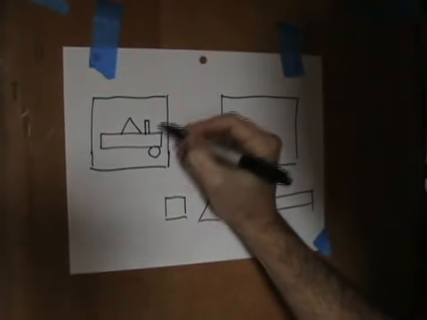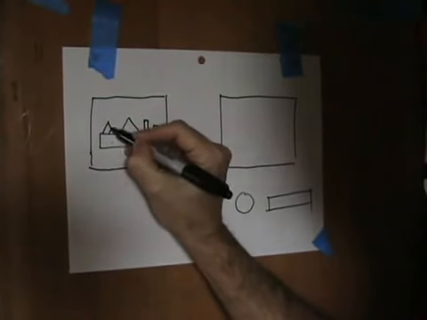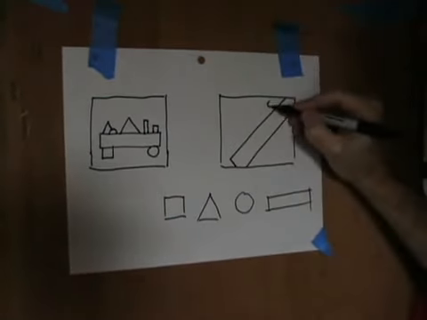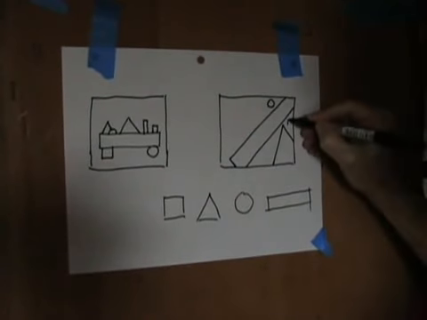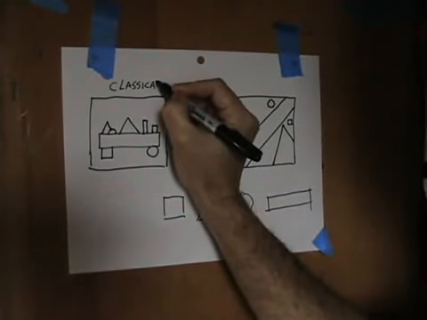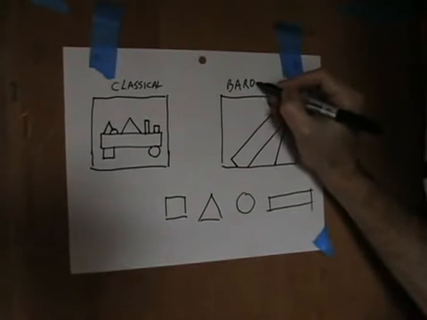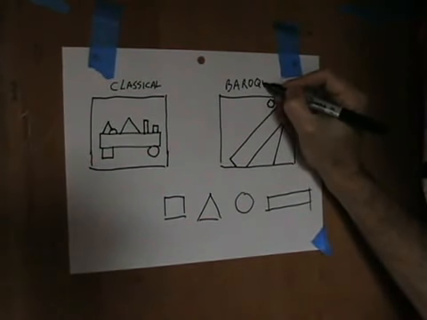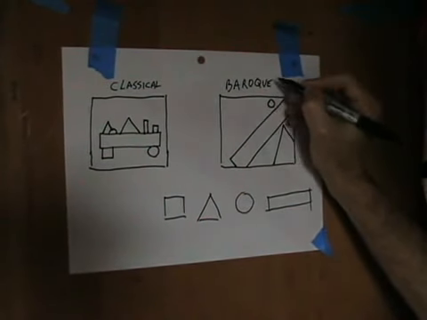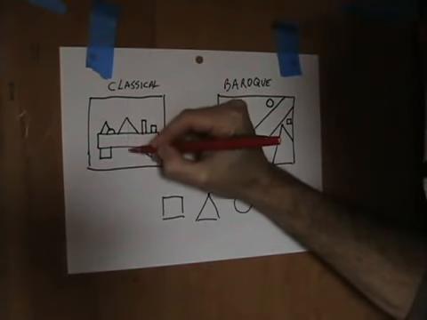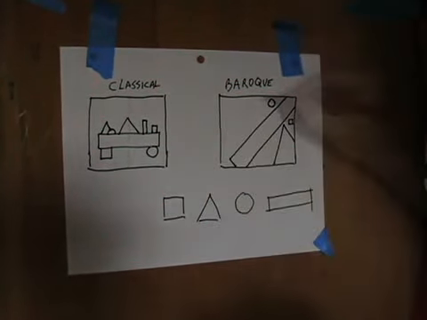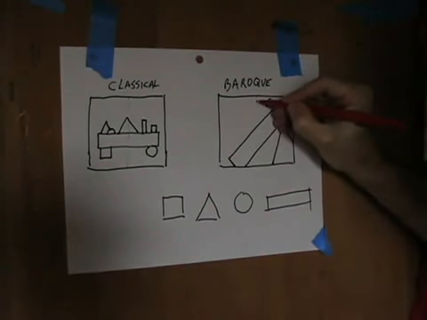Despite the fact that the two designs share identical subject matter, they are very different. The one on the left is an example of classical design. The one on the right is an example of Baroque design. So what are the differences? Let's divide each one with a vertical line down its center.